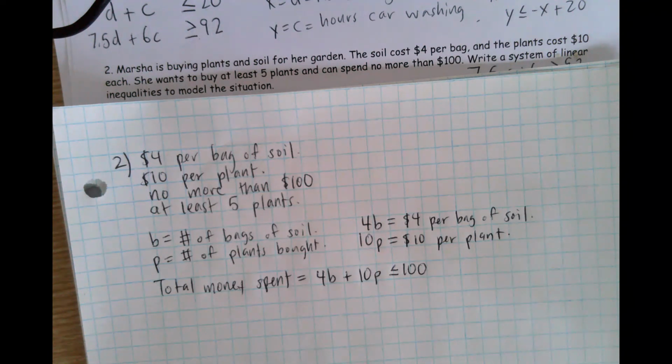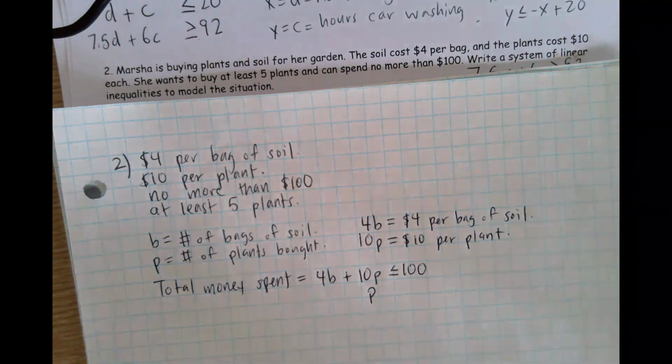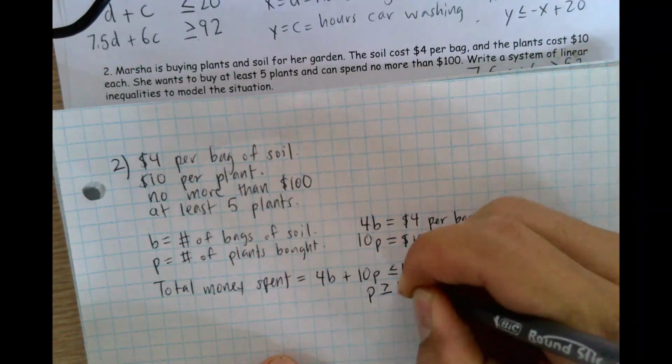Does that describe how many bags of soil she's going to buy? I want you to think about it. Does it tell us how many bags of soil she's going to buy? No. It only describes how many plants she's going to buy. So what letter do we use for plants? P. And what does that have to be greater than or equal to? 5. So our two inequalities are just these.